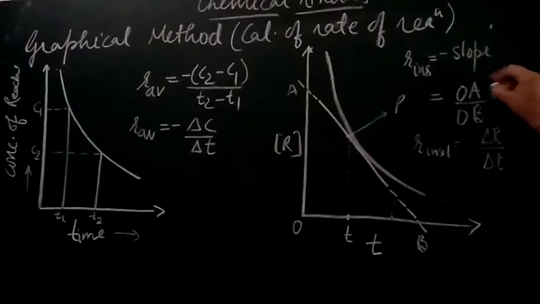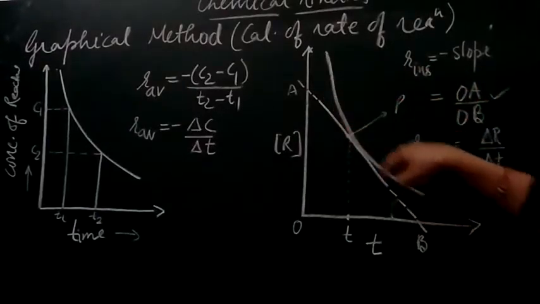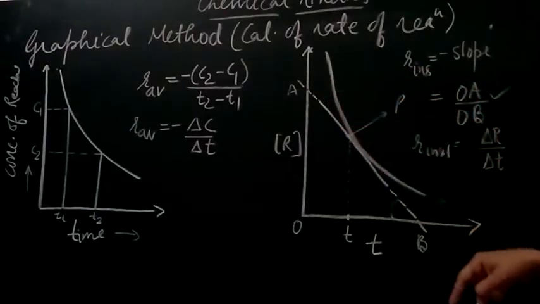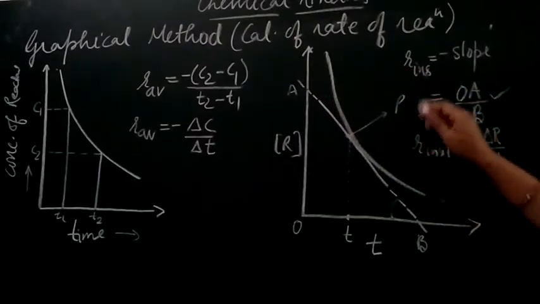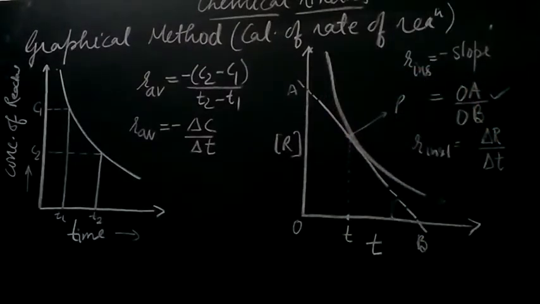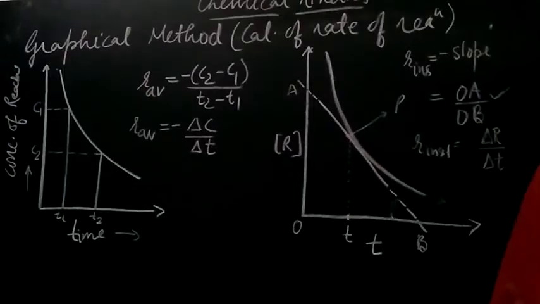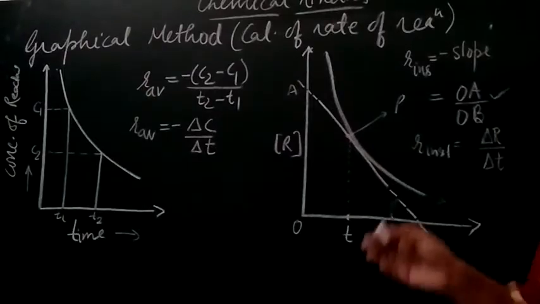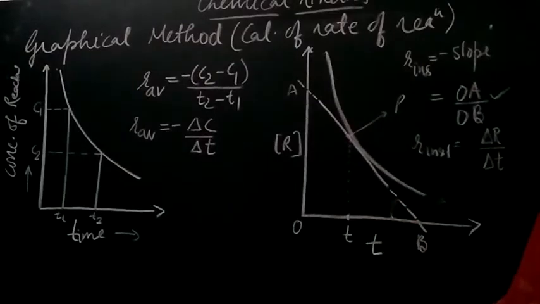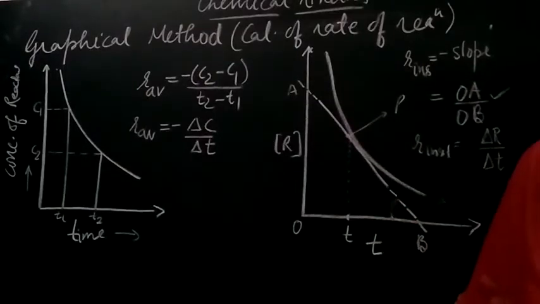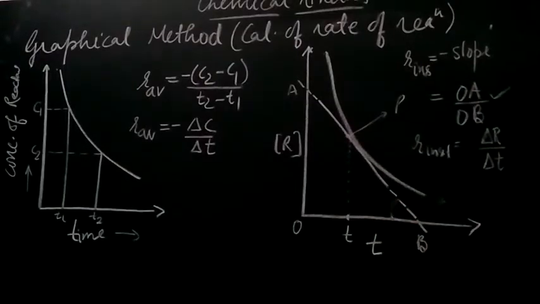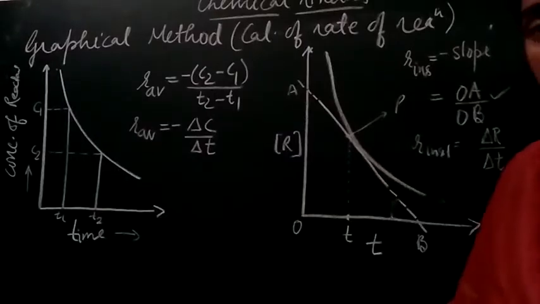So it means that by just finding the slope of this tangent, we can find the instantaneous rate, right? And you know that the slope equals tan theta. So if the theta angle is given to us, you can easily find the instantaneous rate. Just by finding the slope of the curve, you can find the instantaneous rate.